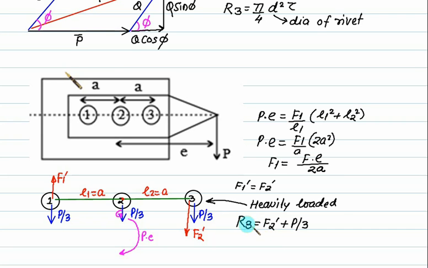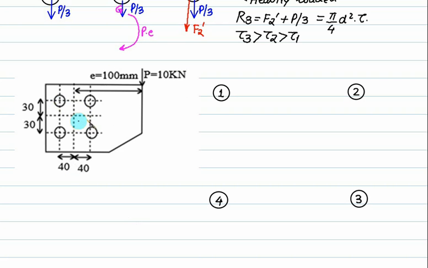So this one is heavily loaded. So the design is based on this value, equal to pi by 4 into d square multiplied by tau. So the order of shear stress will be tau 3 is more than tau 2 is more than tau 1. So just by observation, your center is somewhere here.